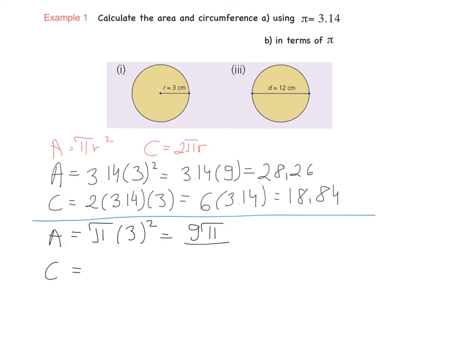And the next one is 2 pi r, so 2 multiplied by pi multiplied by r, which is 3. Then we can multiply 2 by 3, which is 6 pi, and this is the answer. So you can leave pi as it is in terms of pi, or you can use 3.14 instead of pi. Now we have the next question, so we can do it on the next slide.